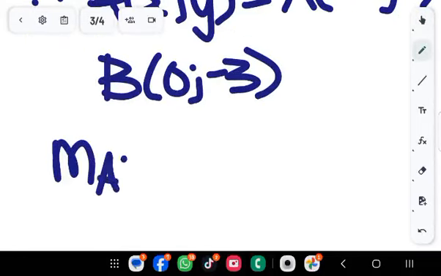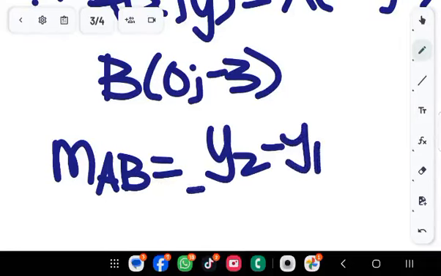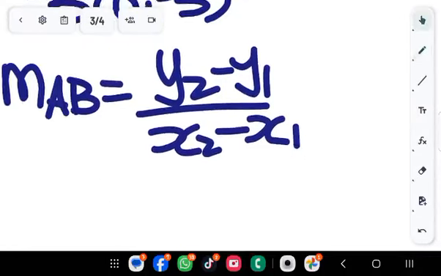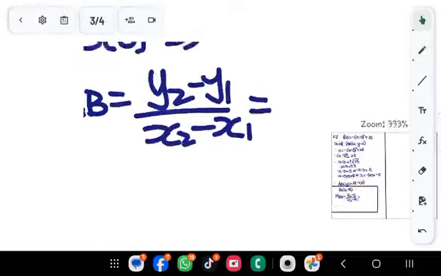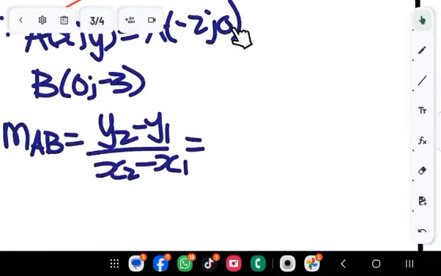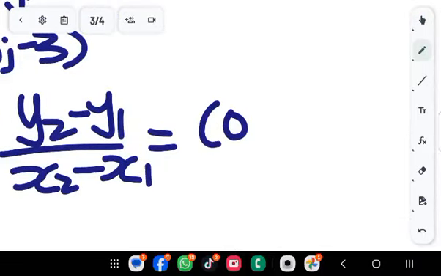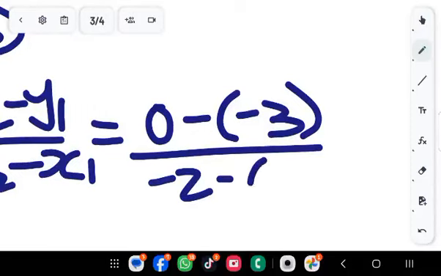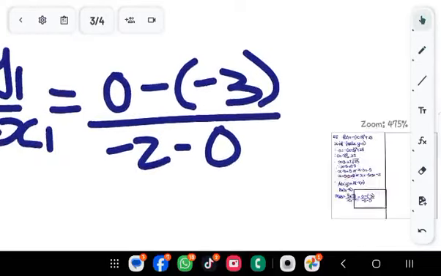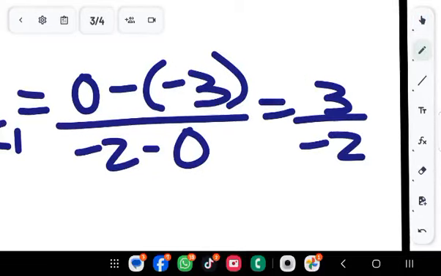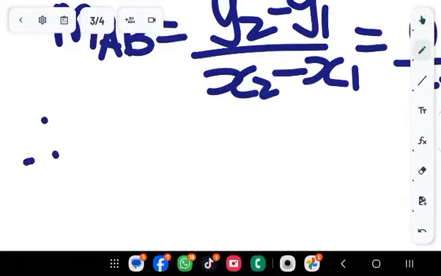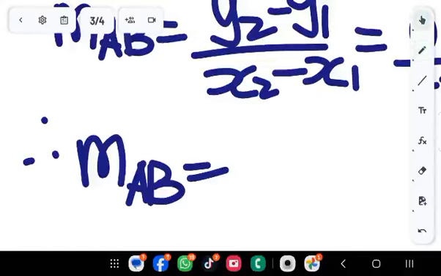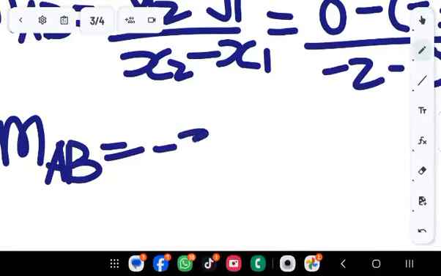All right, so the gradient of AB is equal to y2 minus y1 over x2 minus x1. That is the equation of the gradient of any straight line between any two points. Now, you can choose any of the points to be x2, y2. So, 0 minus negative 3, that's what I choose. But make sure that when you choose which one you're going to be x2, y2, you stick to the order. All right, so that's 0 minus negative 3 and then negative 2 minus 0, or else your answer will be incorrect if you don't follow that. So that is 3 over negative 2. Therefore, the gradient of AB equals negative 3 over 2.